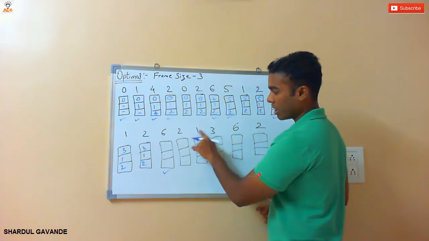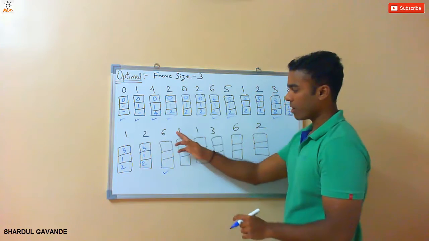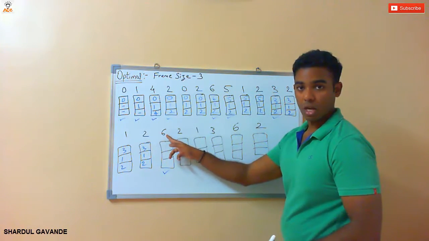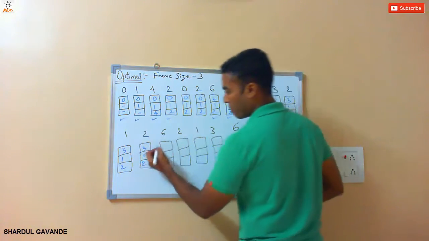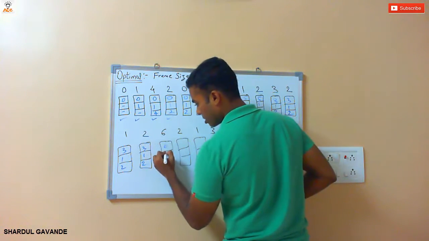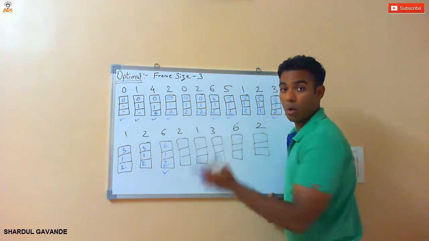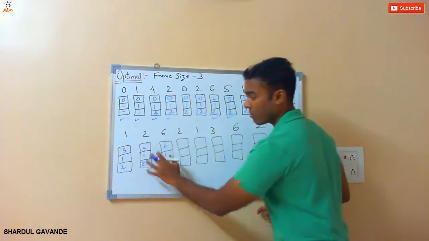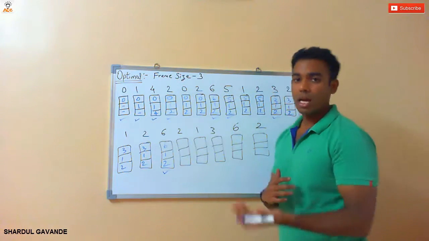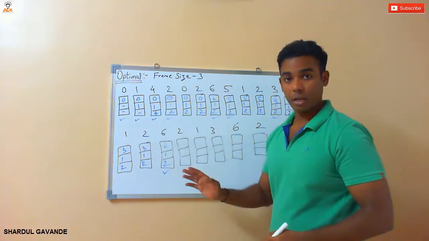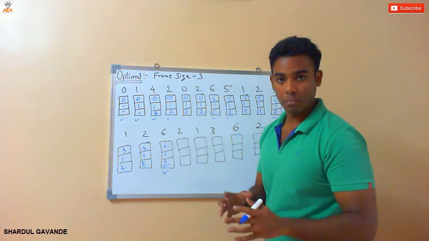The next is number 1, so we will keep number 1 also. But number 3 is very far away from our current position, so we can replace number 3 because it is too far. So we will have 6, 1, 2. We have not replaced 1 and 2 because we will require them immediately. But 3 is very far from our current position, so we can replace number 3. That's how you have to check for the replacement of numbers.